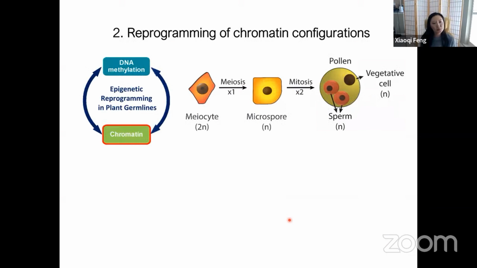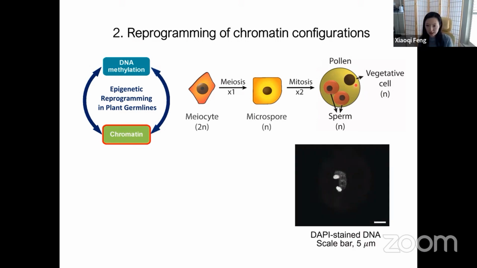Okay, so now let's move on to the second part regarding chromatin reprogramming. In this theme, a process that we're very interested in is the two mitoses that lead to the production of sperm and vegetative cell, because these two mitotic divisions give rise to drastically different chromatin states in these cells that are both haploid.